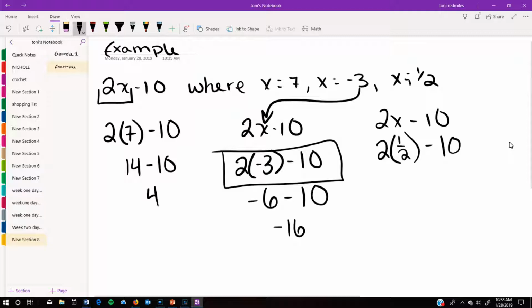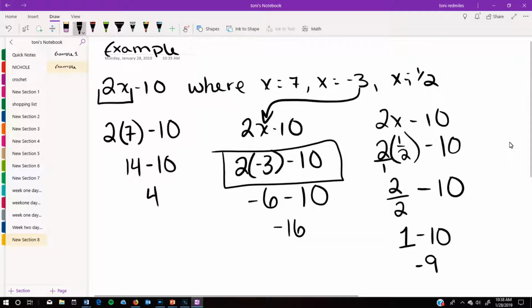Okay, so 2 times 1/2. Got to put a 1 underneath my 2, multiply across the top, get 2, multiply across the bottom, get 2, minus 10. A 2 over 2 equals a 1 minus 10. 1 minus 10 is a -9.